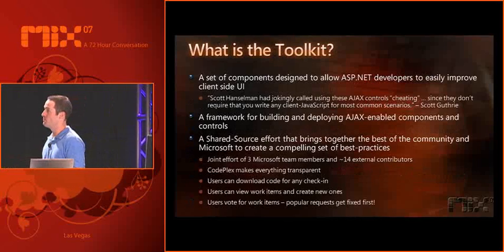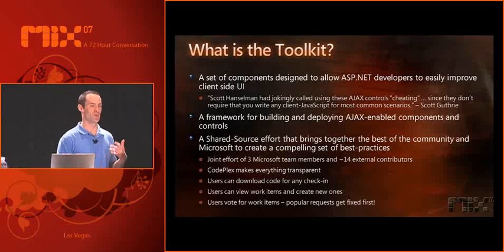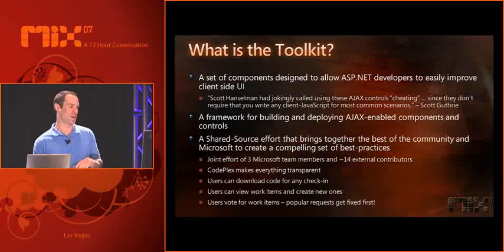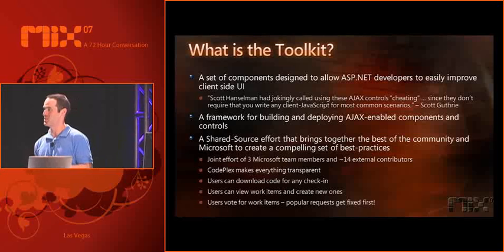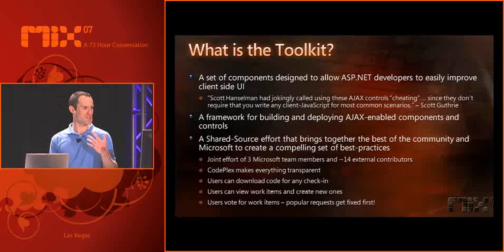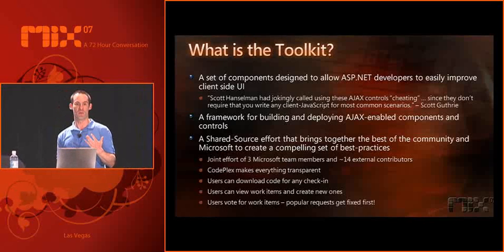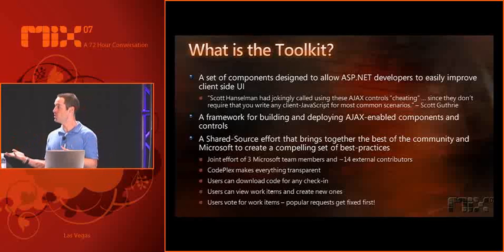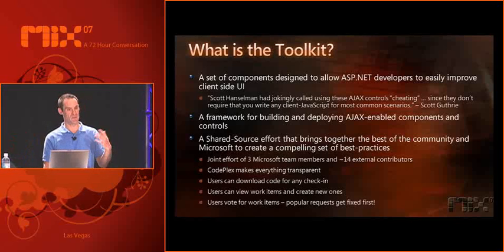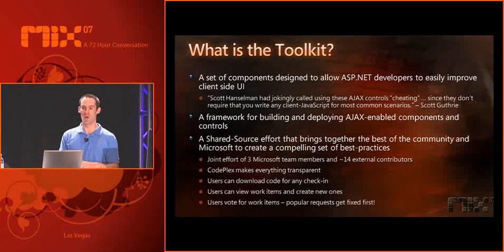So what is the Toolkit? Scott Guthrie told me once that Scott Hanselman, one of the community influentials, had jokingly called our controls cheating because they don't require you to write any client-side JavaScript. And I thought that was actually a pretty good compliment. But basically, the Toolkit is a framework for building and deploying AJAX-enabled components, as well as a pre-built set of controls that you can use and consume in your websites. The Toolkit is a shared source project. We bring together the best of the community process and the Microsoft internal development process to create a model that's new, and we think is really a better way to develop software.